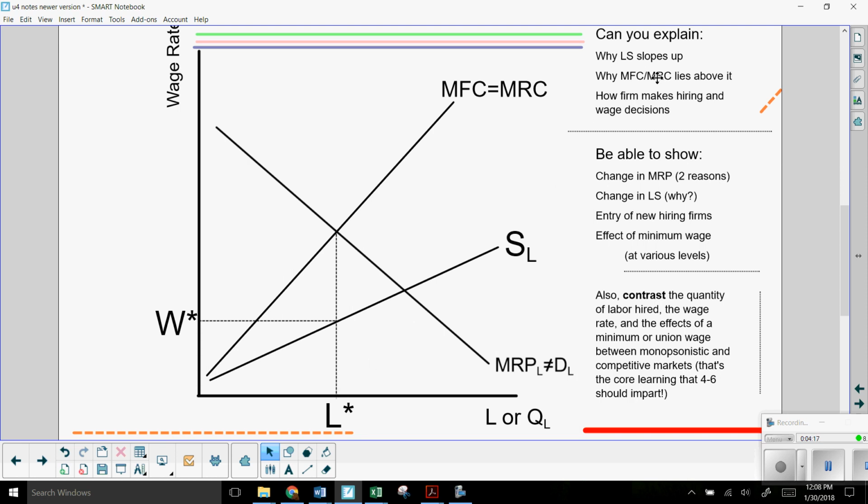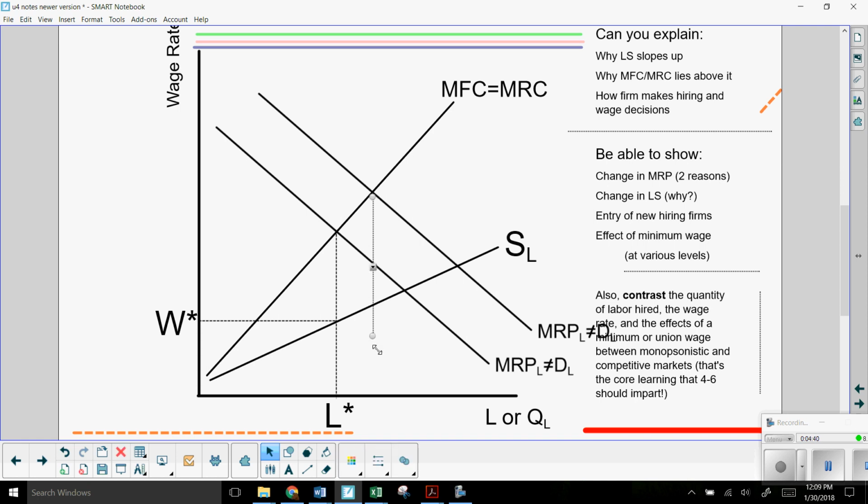All right, so that's a re-explanation right in here of these top 3 things. What are things we need to be able to do? Well, what if MRP shifted? That shouldn't be the toughest thing. What if MRP shifted over here? Well, I think the firm would probably say, let's hire this many workers right here.